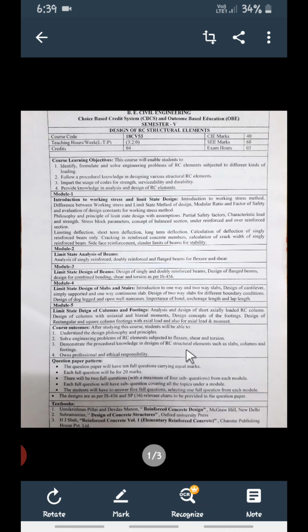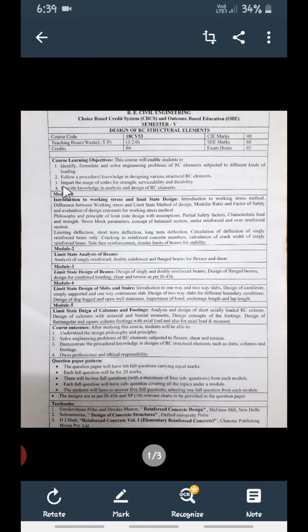After completing this course, you will be able to design any type of structure by applying different types of loads. So this is the brief introduction of the syllabus. Total 5 modules will be there, right? All the 5 modules are important for your course.